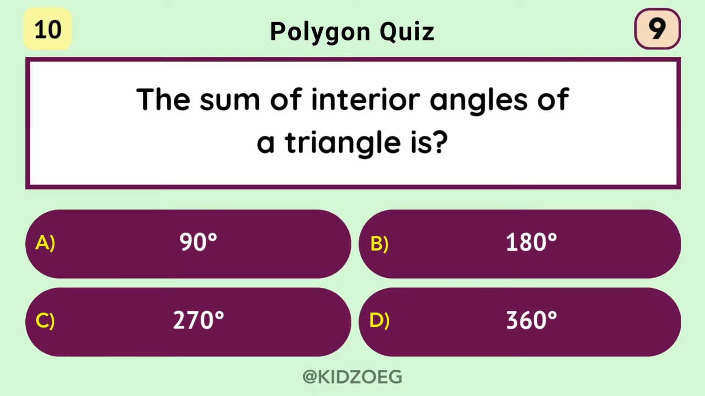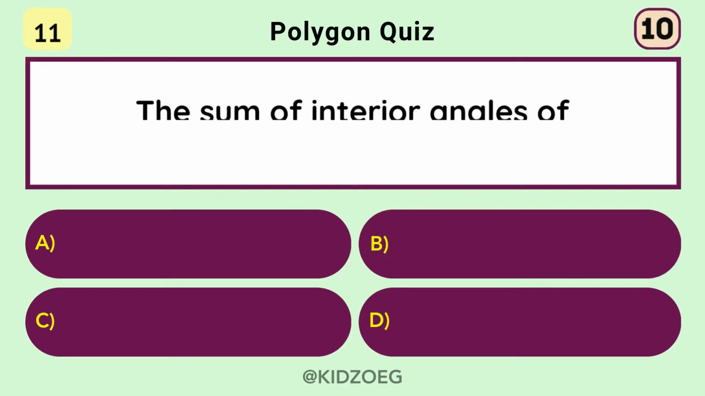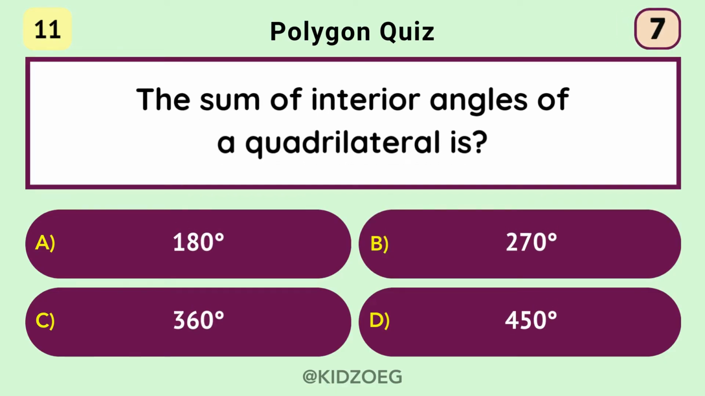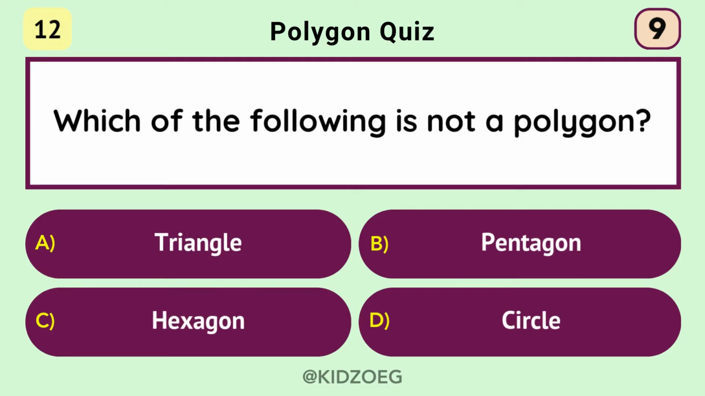The sum of interior angles of a triangle is? 180°. The sum of interior angles of a quadrilateral is? 360°. Which of the following is not a polygon? Circle.